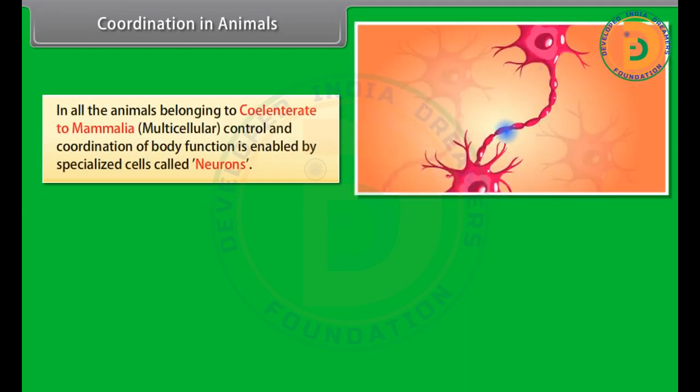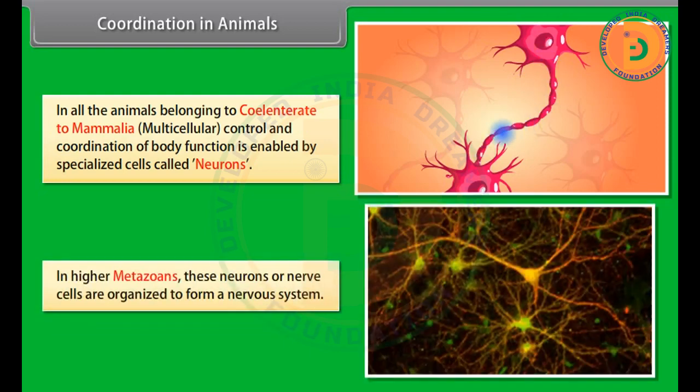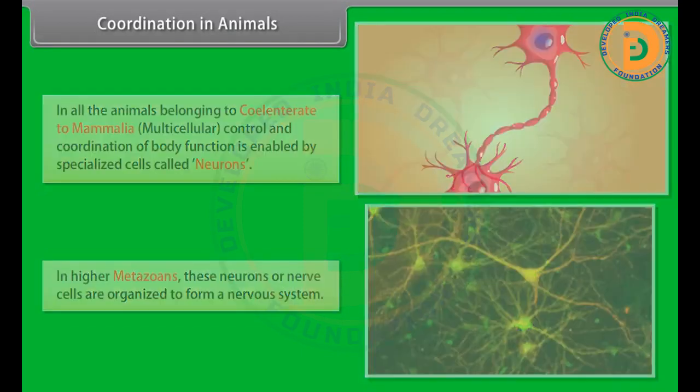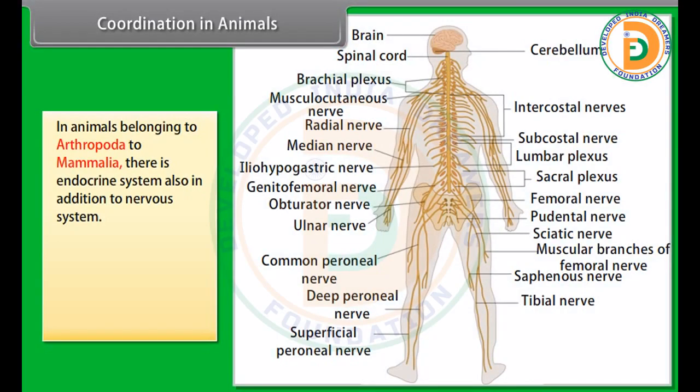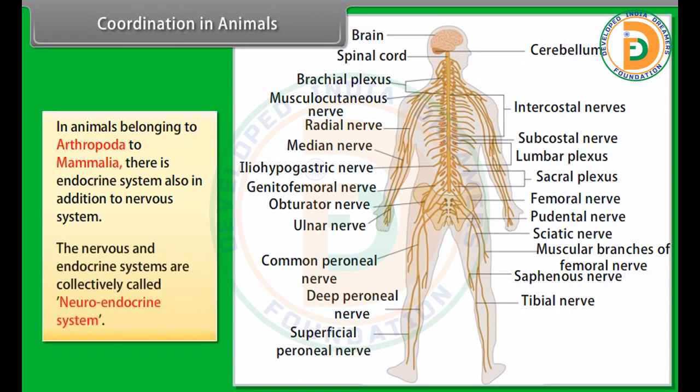In all the animals belonging to coelenterata to mammalia, multicellular control and coordination of body function is enabled by specialized cells called neurons. In higher metazoans, these neurons or nerve cells are organized to form a nervous system. In animals belonging to arthropoda to mammalia, there is an endocrine system also in addition to the nervous system. The nervous and endocrine systems are collectively called the neuroendocrine system.